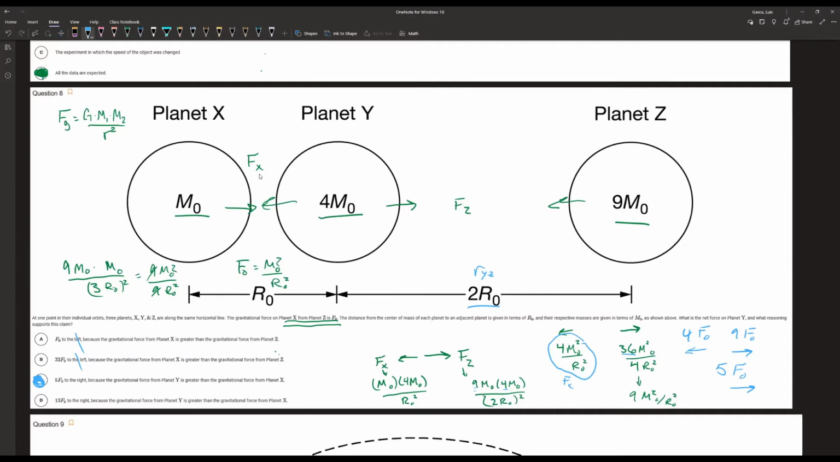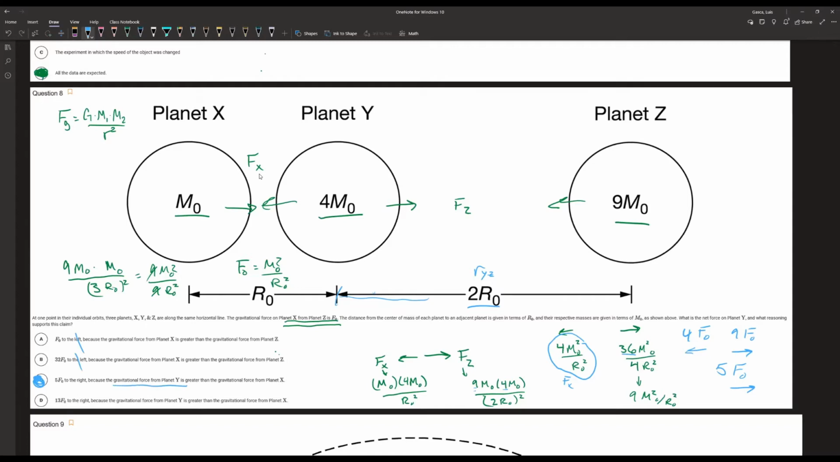And so we have 36 compared to 9, which is 4 times more mass involved gravitationally. And so we could say, okay, that's going to offset this distance, and it's going to have a more noticeable effect to the right.